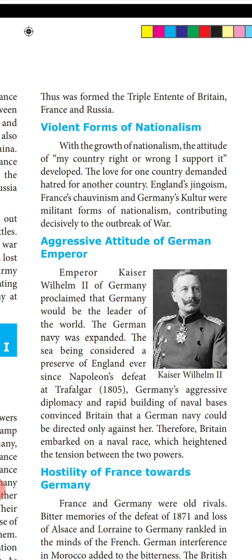The German navy was expanded, the sea being considered a preserve of England ever since Napoleon's defeat at Trafalgar. Germany's aggressive diplomacy and rapid building of naval bases convinced Britain that a German navy could be directed only against her. அப்போ பிரிட்டன் நினைக்கிறான், ஜெர்மனி நிறைய நேவியை என்லார்ஜ் பண்ண உடனே நம்மளுக்கு அகேன்ஸ்ட் தான் இவன் ஆரம்பிக்கிறான் அப்படின்னு. அதனால பிரிட்டன் அவனை விட ஜாஸ்தியாக எம்பார்ட் பண்ணுறான். Which heightened the tension between the two powers. ஜெர்மனிக்கும் பிரிட்டனுக்கும் உள்ள டென்ஷனை ஜாஸ்தி பண்ணுது, because of the increasing of army, navy, everything.